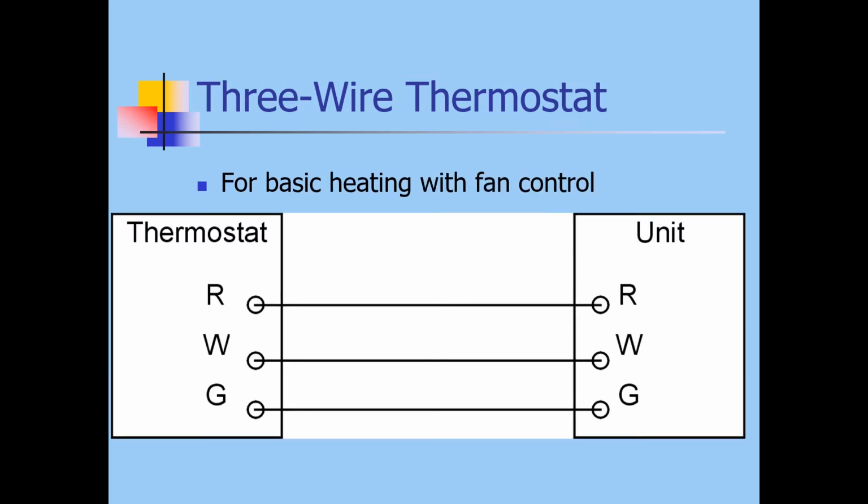A step up from that is basic heating control that we'd find in simpler systems where we have our R for power, our W for heating, and our G for the fan. So in this system, we can run the fan independently or the fan will come on with the heating.